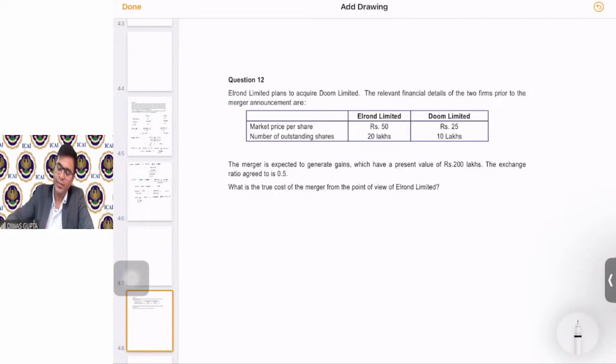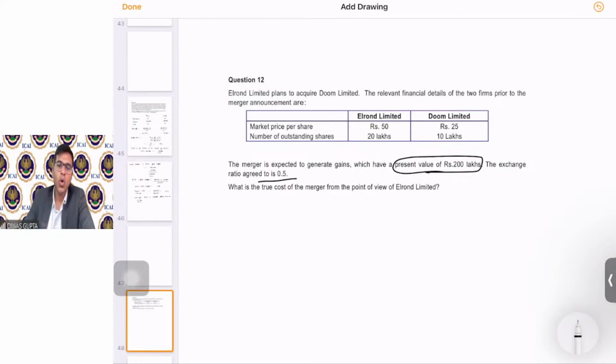Question number 12. Elrond Limited plans to acquire Doom Limited. The relevant financial details of the two firms prior to the merger announcement are: they have given us the market price and the number of shares outstanding. The merger is expected to generate gains, which has a present value of 200 lakhs. The exchange ratio is agreed at 0.5. Now they have specifically given us a present value of gains of 200 lakhs. This is the synergy gain.